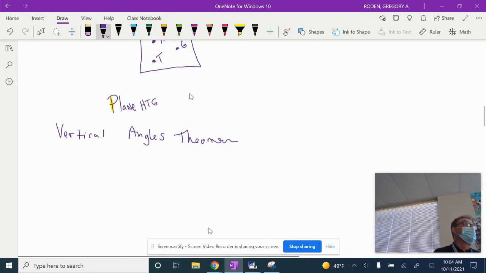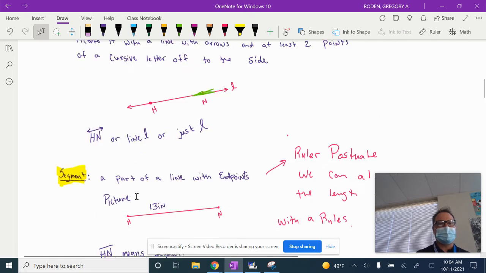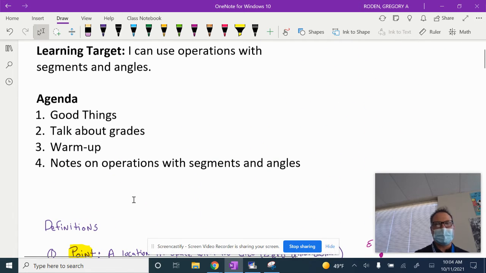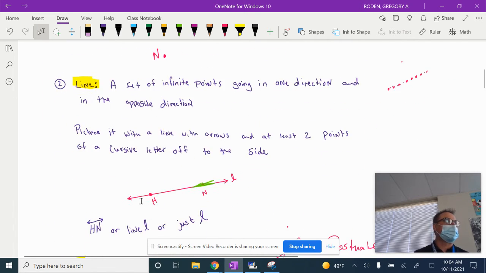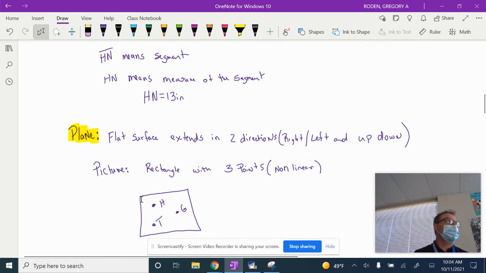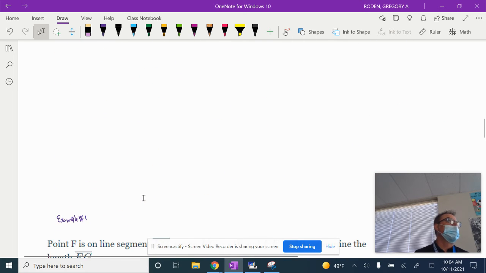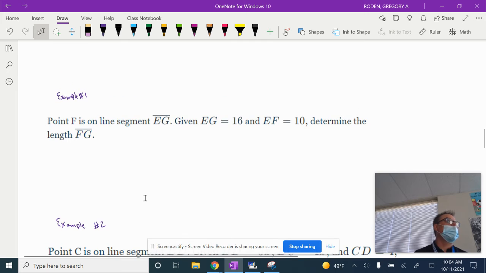So what we're going to do today is practice some stuff about using vertical angles. What's our learning objective today? Our learning objective is: I can use operations with segments and angles. Yep. Okay, so let's get through it. So here are some problems that we're going to have. All right, so problem number one.